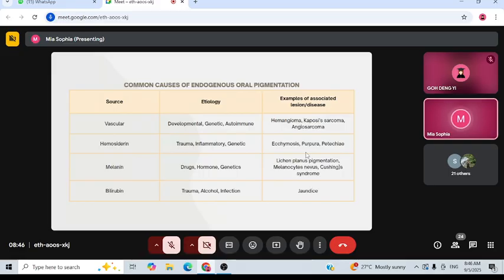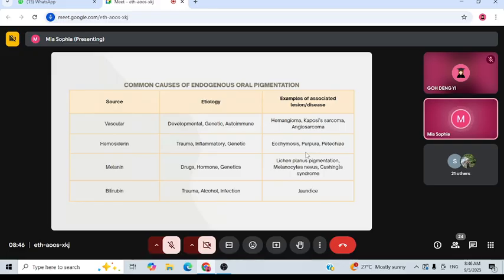Starting with vascular pigmentation, this results from abnormal blood vessels in the tissue. It can be developmental, genetic, or related to autoimmune conditions. Examples include hemangioma, Kaposi sarcoma, and angiosarcoma. These usually appear reddish to bluish depending on the blood flow in the lesion.